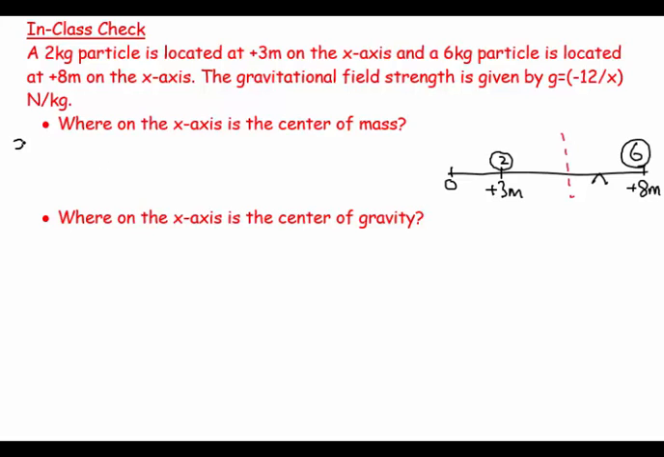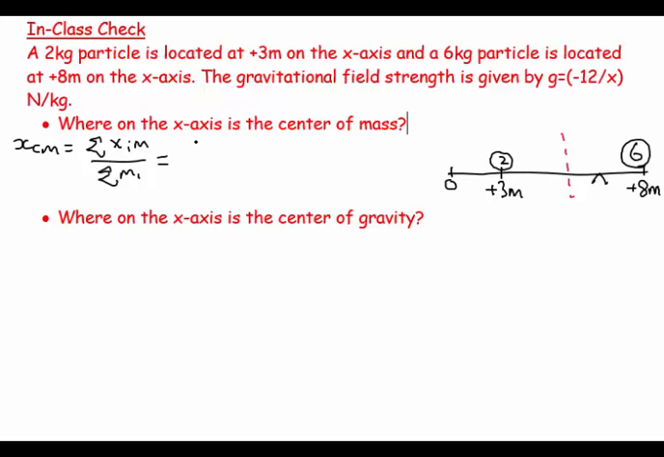The equation is x for the center of mass equals the sum of xi mi over the sum of mi. What that means is you take each mass and multiply its mass value by its distance from the origin, add all those up, and then divide that by the sum of all the masses. So you do them in order.